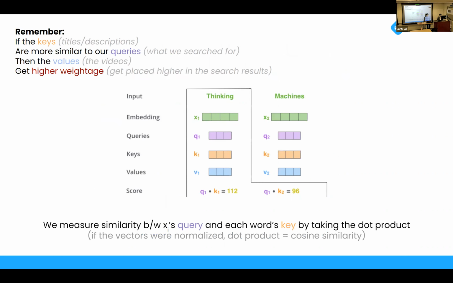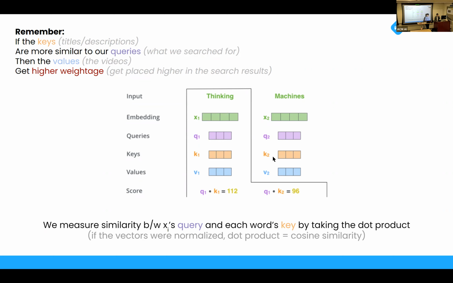Now, once we have these, we want to generate a score that measures how similar they are, right? And the way we do this is, let's say this input only has 2 tokens in it, thinking and machines. And if you want to gauge how important these words are for the first word, we take thinking's query matrix and take the dot product of it with every word's key. In this case, it's only 2. So we take q1·k1 and q1·k2.